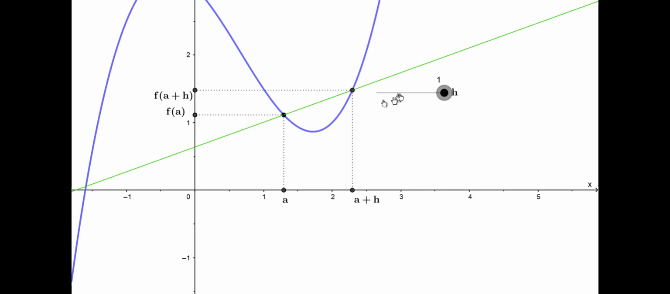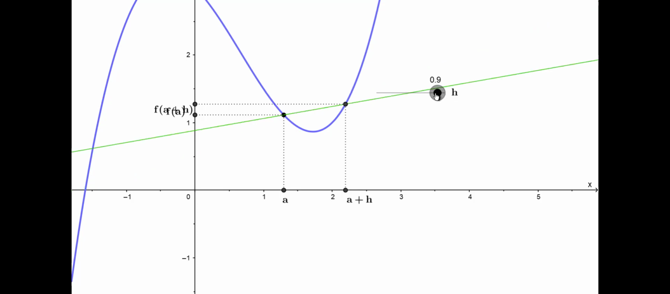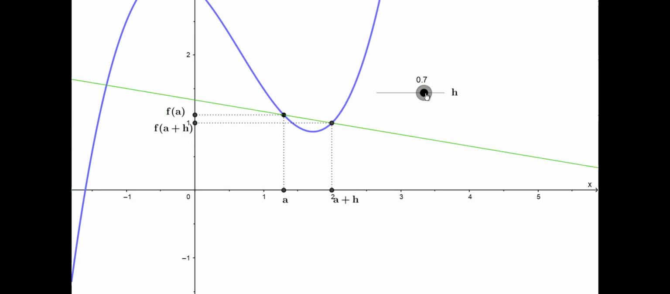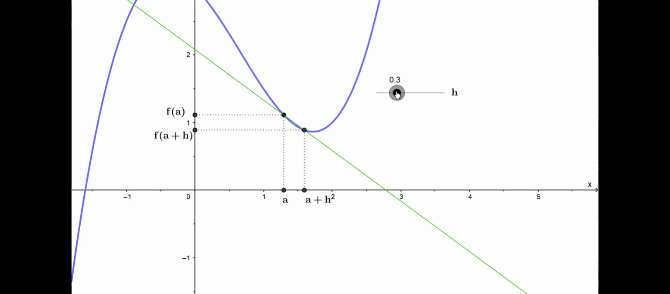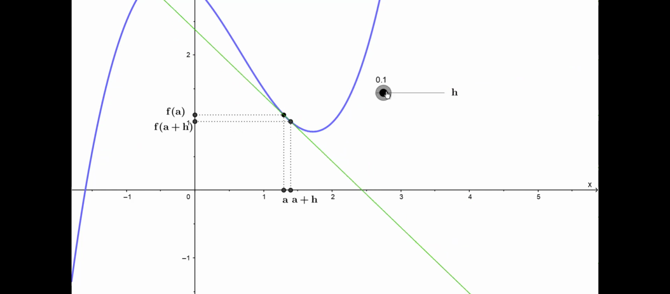Now the idea on this is H gets smaller, this point moves closer to A. So you're going to see this secant line changing. And as H gets smaller and smaller, this thing gets closer to a tangent line. A tangent line can be thought of as two points that are infinitesimally close to each other. This slider doesn't let us go to zero. If you went to zero, you wouldn't have a tangent line.